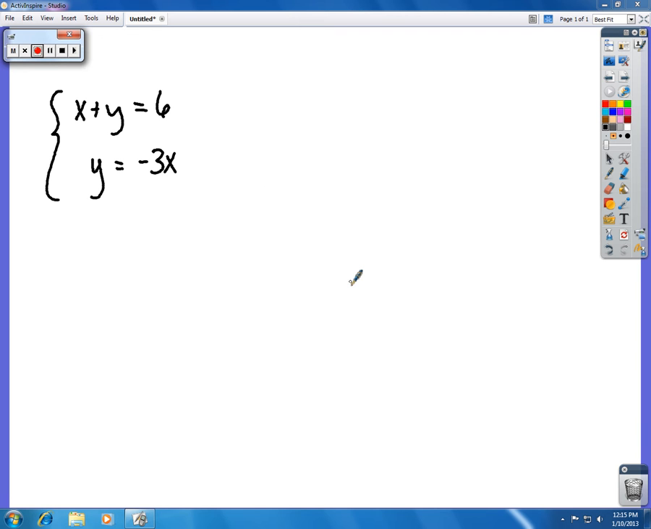Alright, so 7.2 moves on and asks you to solve these systems of equations. So essentially you're solving for those points that we were testing out in the last example. So what we're going to start with is solving the system by substitution.